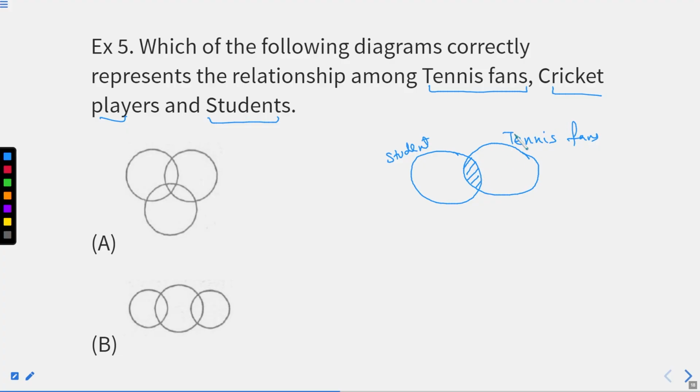Now, a cricket player. Like if I take the example of Virat Kohli. Virat Kohli is a cricket player, but he loves football as well. So why can't any other cricketer love tennis? And a student can be a cricketer, right? So all three things will be in common. So this double shaded area is, first of all, a cricket player, right?